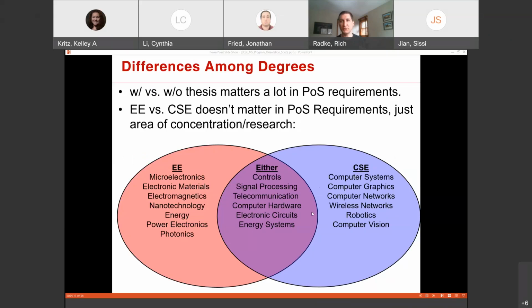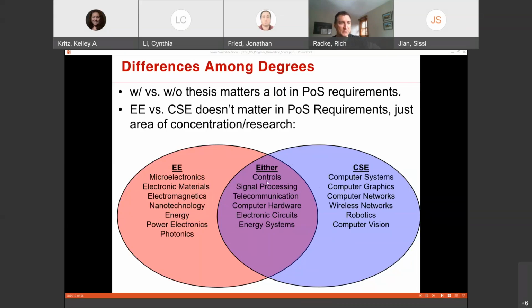So let's talk about what you need to do for the requirements. First of all, are you EE or CSE? Generally it depends on your research area. For most of the stuff that I do, for example, I would be more of a CSE person because I'm a computer vision person. So networking, robotics, stuff like that is generally CSE, whereas stuff where you're actually getting your hands on circuits, like photonics and stuff like that, is EE.